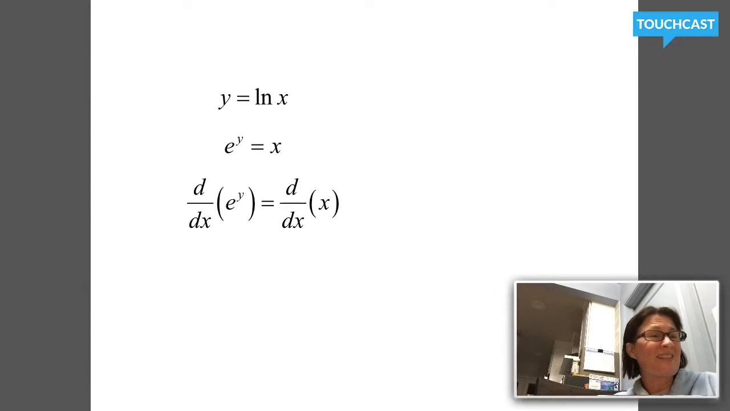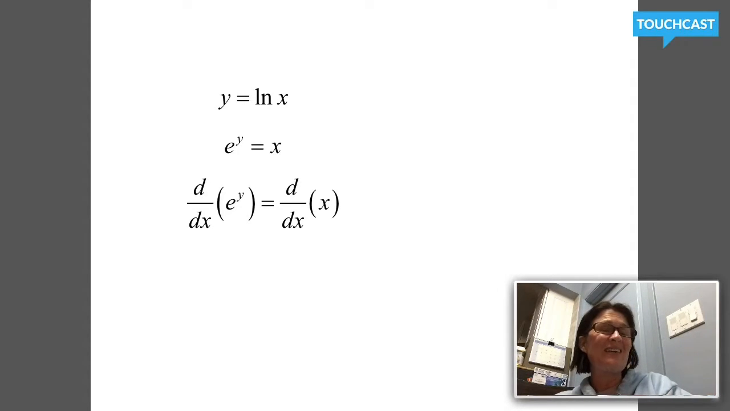So let's say, for example, I want to take the derivative of y, which is the natural log of x. I don't know a logarithm derivative formula yet, so I can try this. The word is exponentiate. I can exponentiate both sides of this equation. That means I can make both sides of this equation the exponent on a base of e. So now I have e to the y is equal to e to the natural log of x.